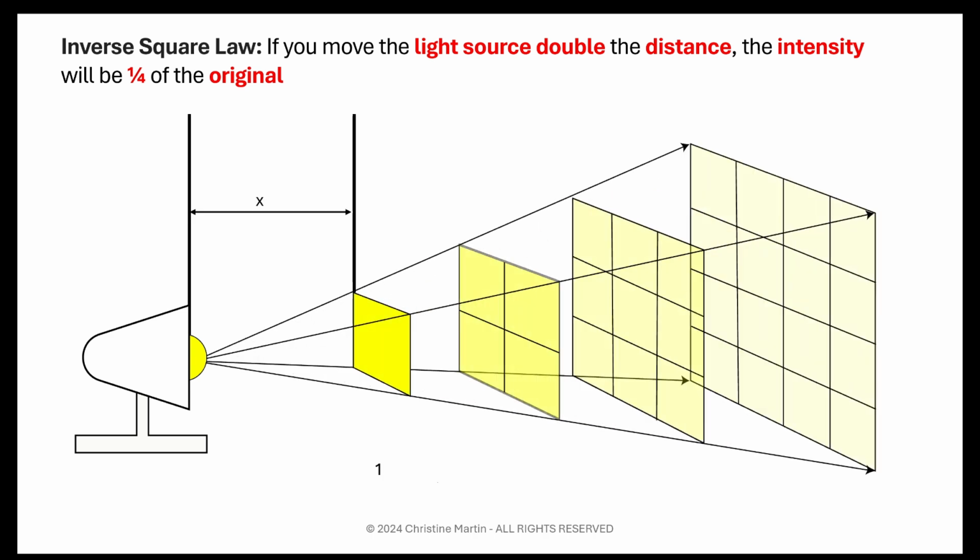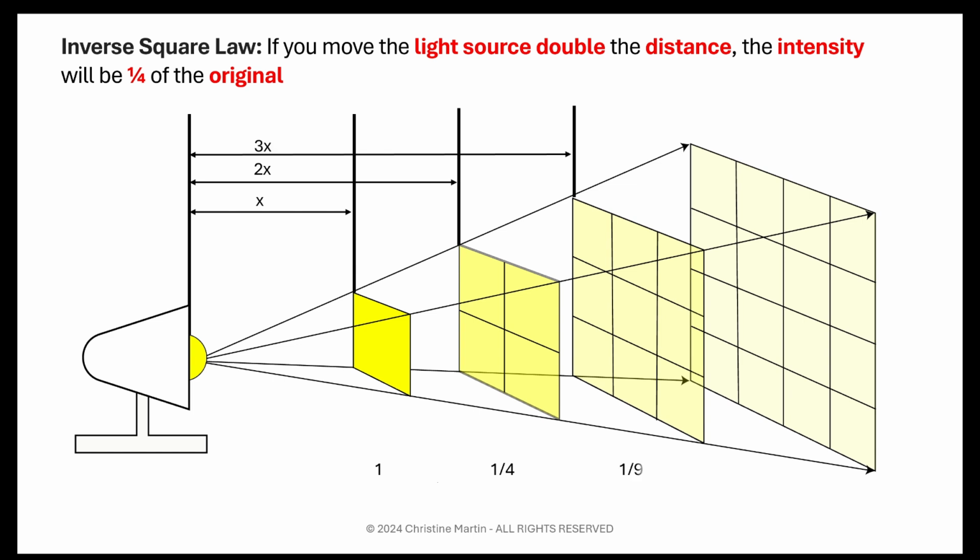Well, if you look at my light source, which is my lamp, and I look at the distance, which is x, and we call that 1. If I move double the distance away, so 2x, what's going to happen is the light will spread out, and therefore the intensity now will be a quarter of the original. If I move further and double again, it's a quarter of the original.